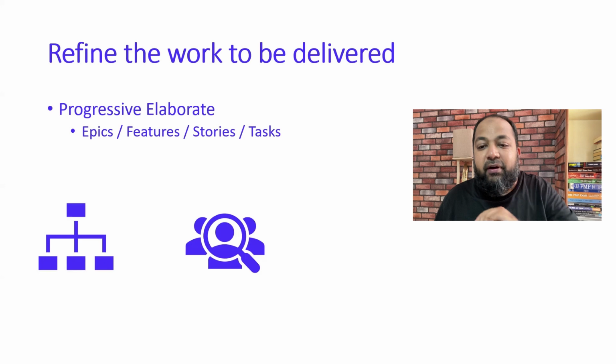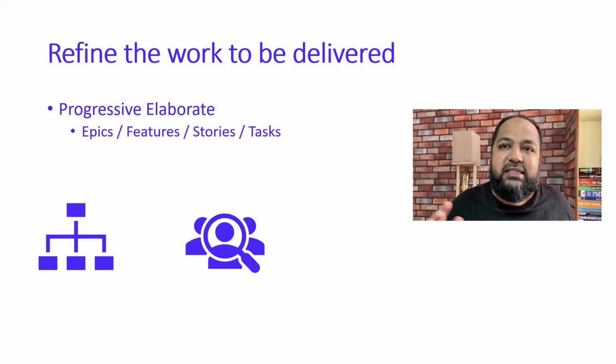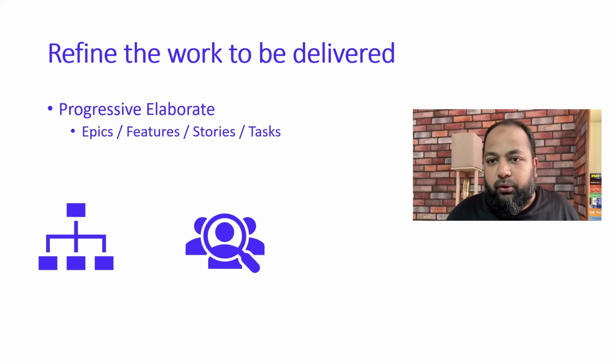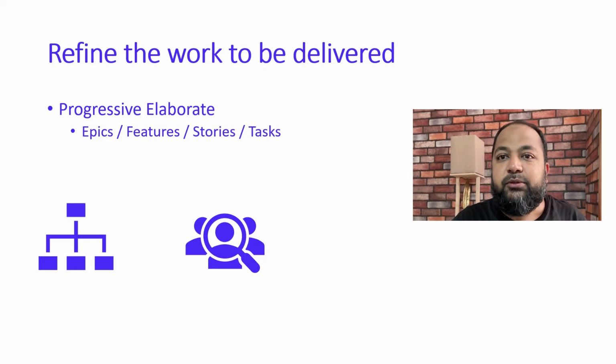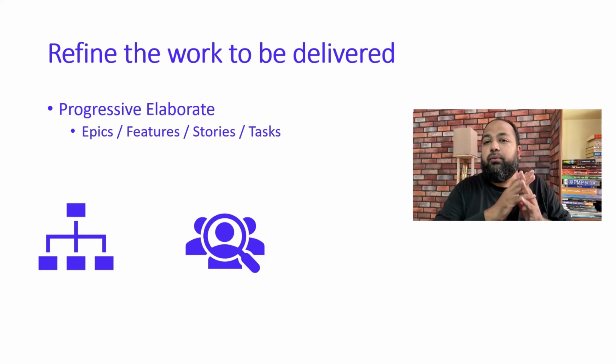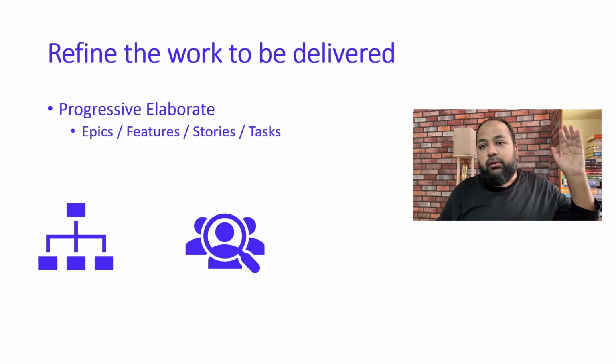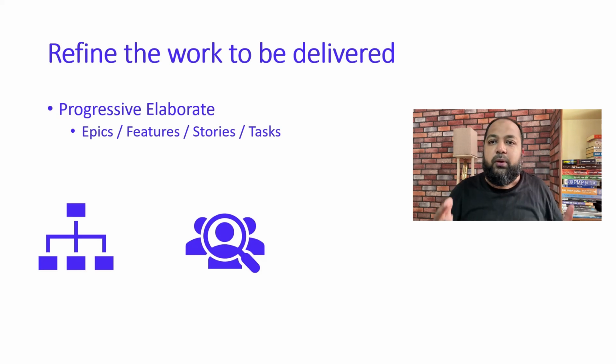Then you will refine the work to be delivered. You do progressive elaboration. Now you've got the stories, and the planning happens, sprint planning if you're doing an agile project. So you elaborate and go into detail. You break down the epics into features, features into stories, stories into tasks. You have people working on them, so a lot of details come in. So who's going to work on that? You do the breakdown of the deliverables and you've got the people working.